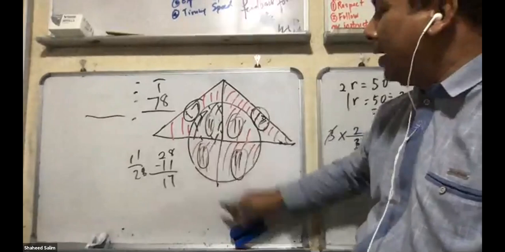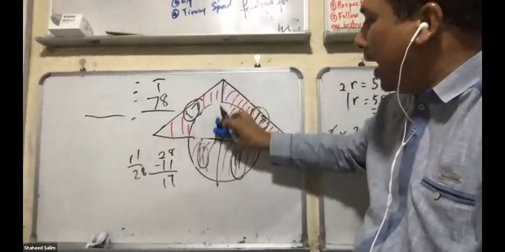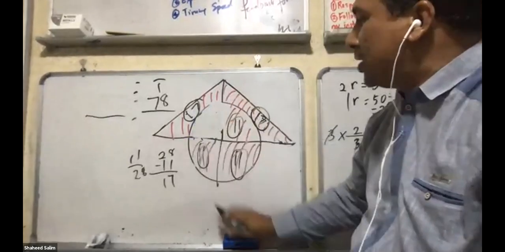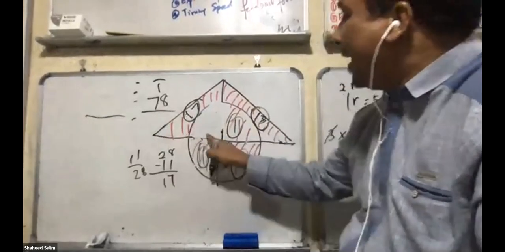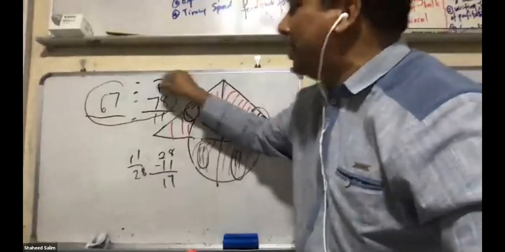So now they want all of them except this one. On this side, they say the unblackened part. How much is it? You just minus 11 lah. 67. So this is your answer.